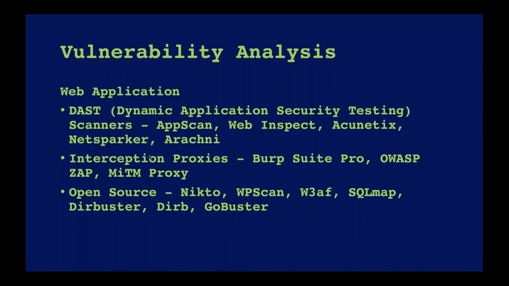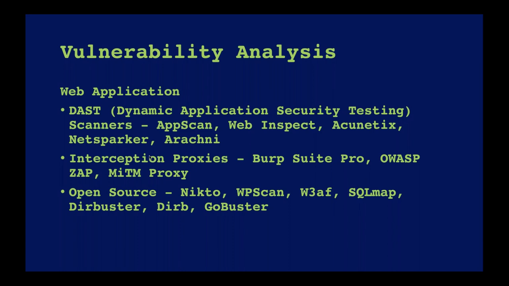And then Burp and ZAP are also what you refer to as interception proxies. You're able to intercept traffic, manipulate traffic, and replay certain HTTP requests to see if you get errors. Those errors sometimes will give you information that leads to vulnerabilities you can exploit in that system. And then mitmproxy is another one. It's basically a command line proxy, but with it you can monitor the HTTP traffic as you go along.